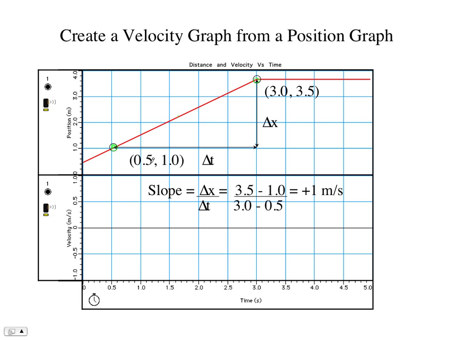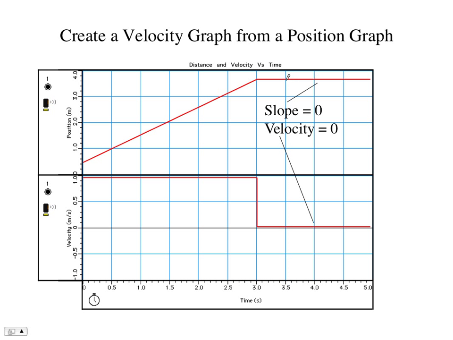And so this first point here is x equals 0.5, y equals 1. And the second point, x equals 3, and y equals 3.5. And so the slope is the change in the y, or a little confusing here, change in position, over the change in x, which is time. And so 3.5 minus 1 is the change in position. 3 minus 0.5 is the change in time, and this is in meters and seconds. And so you get 2.5 over 2.5, or 1 meter per second.